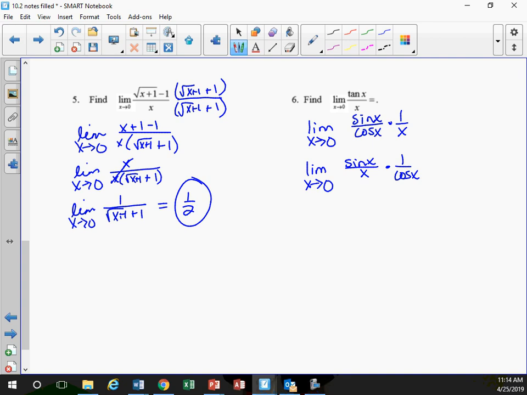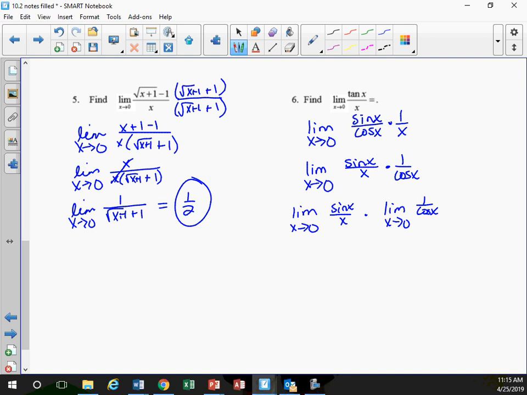But we do have to split this up before we can evaluate that part of it. So what I'm going to do is take the limit as x approaches 0 of sine of x over x, times the limit as x approaches 0 of 1 over cosine of x. It's a property of limits. You can take the limit of the pieces and then multiply them together. Okay?